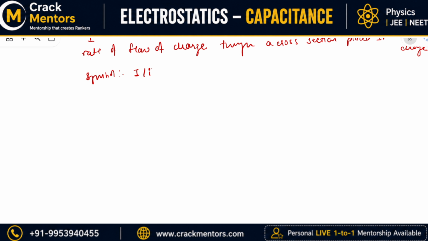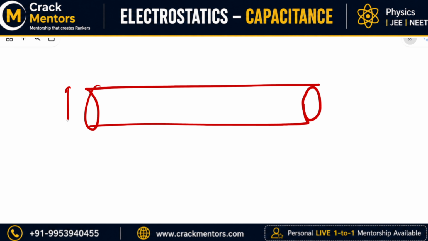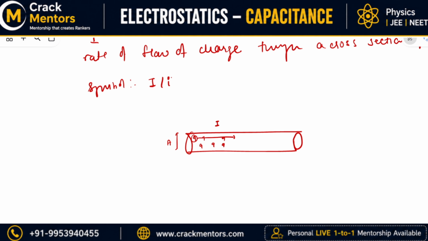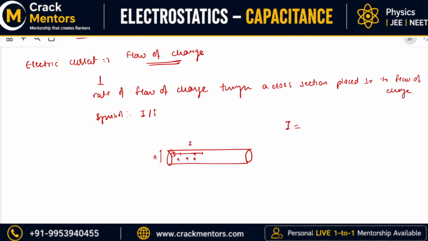Let me give an example. Let us say that this is a conductor, right? This conductor has a cross section area A. There are various charges present here. These charges that flow per unit time across this cross section will form the current, right? So the value of current is dq by dt. What is dq by dt? The rate of flow of charges. So this is the value of instantaneous current.